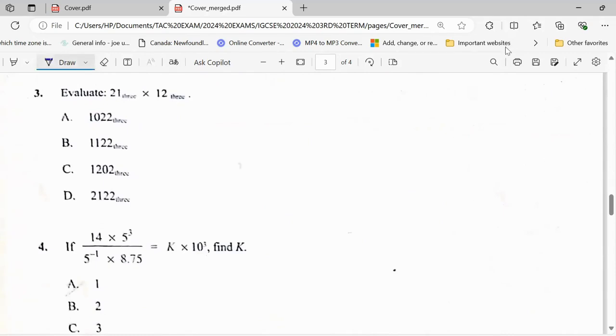Question number 3, here we are given these numbers in base 3 and we want to multiply 21 base 3 times 12, all in base 3. So 2 times 1 is 2. 2 times 2 is 4. When you divide 4 by 3, it gives you 1 remainder 1. So we have 1. Take the remainder here and we bring it back. This is what we have. 1 times 1 is 1. 1 times 2 is 2.